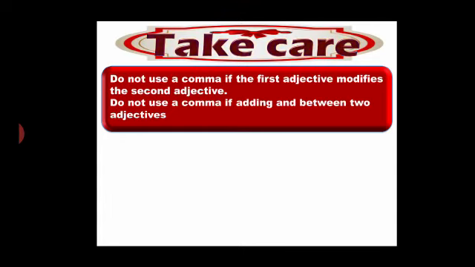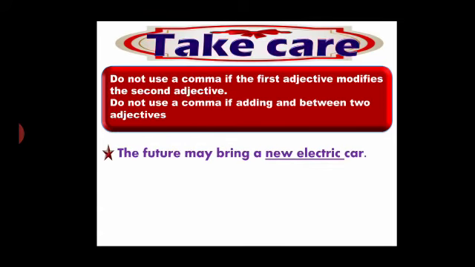Look at the example to simplify for you. The example said, the future may bring a new electric car. Again, the future may bring a new electric car. So the words here, can I say easily new and electric car? Can you say that? Once more again, can I say a new and electric car? Of course no, right? So here I don't need to use the comma because I cannot say new and electric car. So the comma is used for the adjectives if you have 2 adjectives to modify one noun.